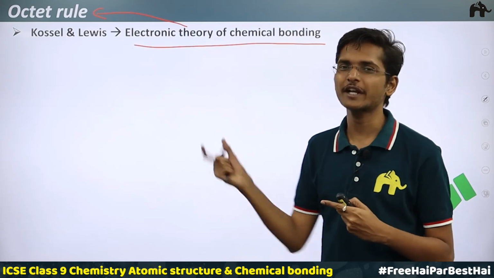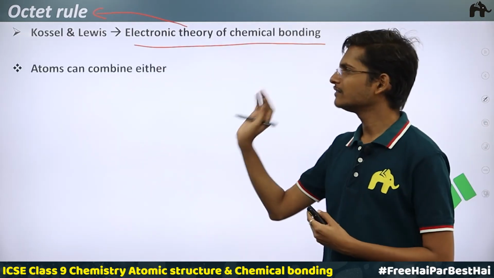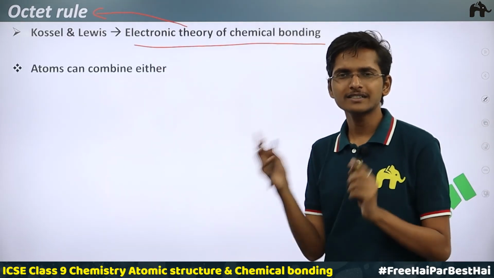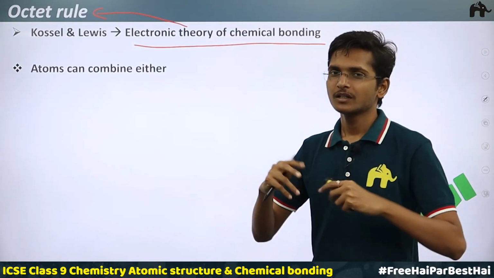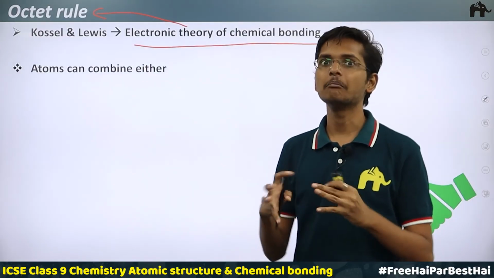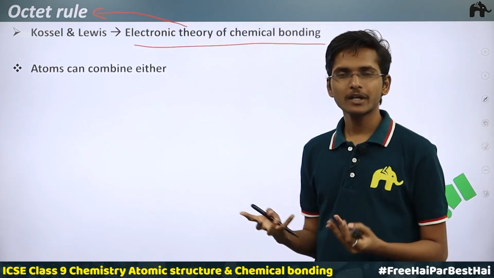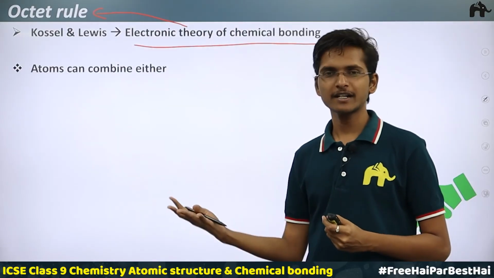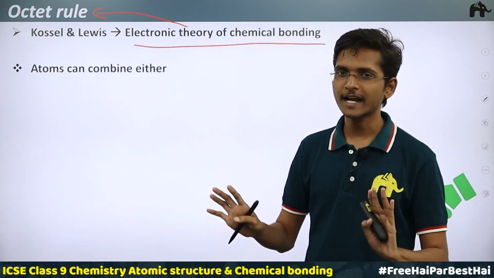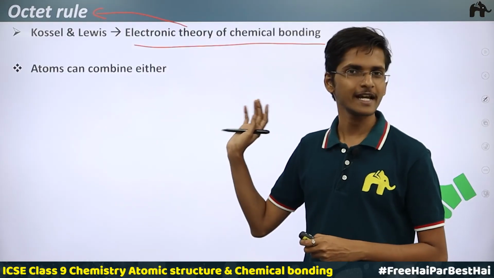What did Kossel and Lewis try to tell us? They tried to explain how atoms combine. We know that there are some atoms which don't combine or interact. Those are the atoms of inert gases.